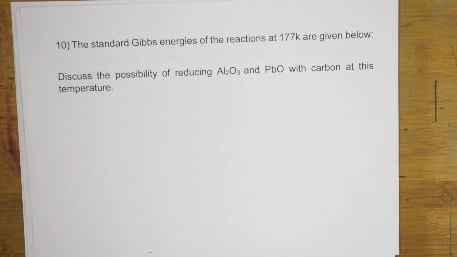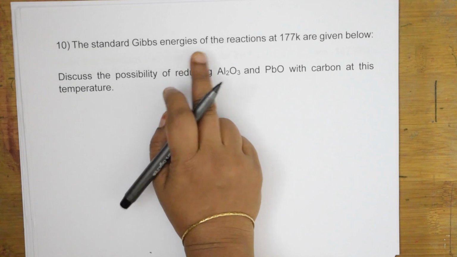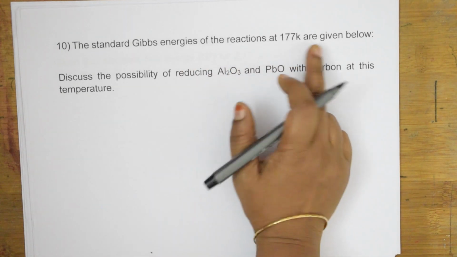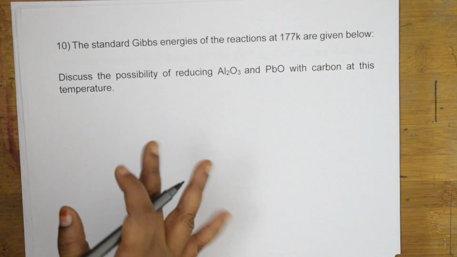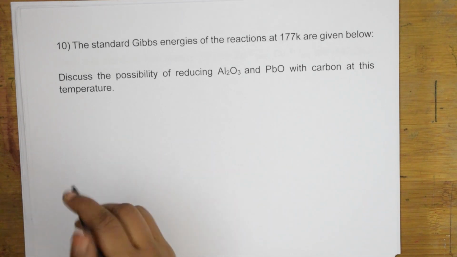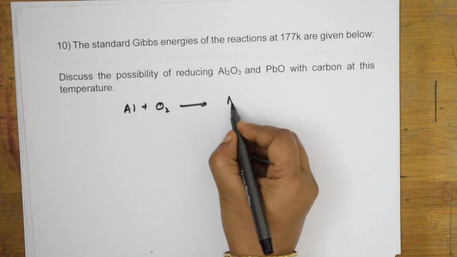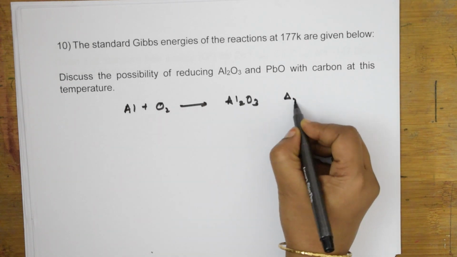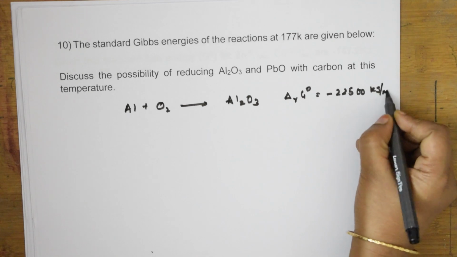Let's see. Next one is the 10th question. Let's read it. Here, the reaction is incomplete, so I'll write the reactions. They said the standard Gibbs energies of the reactions at 1773 Kelvin are given as a list of reactions, which I'll write first. The first reaction is aluminium plus oxygen giving me Al2O3. Delta G naught for this is minus 2500 kilojoules per mole.